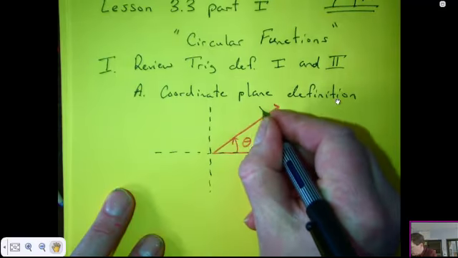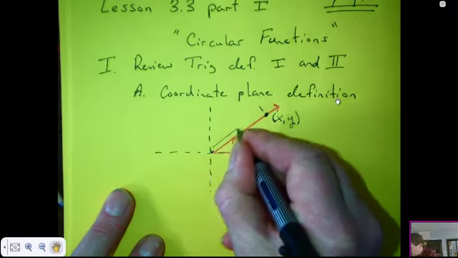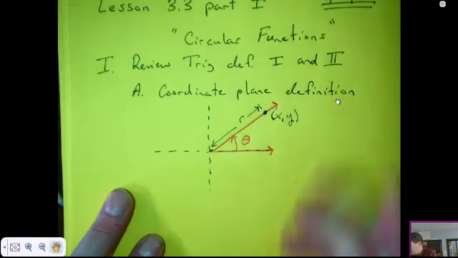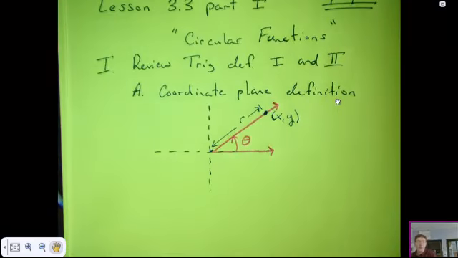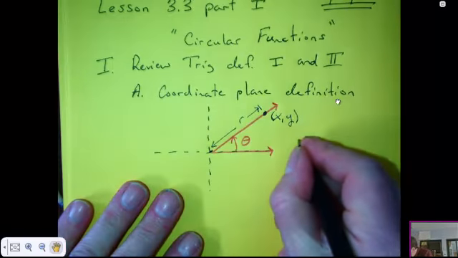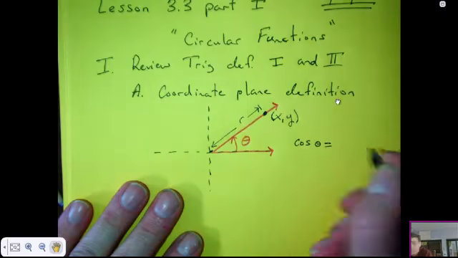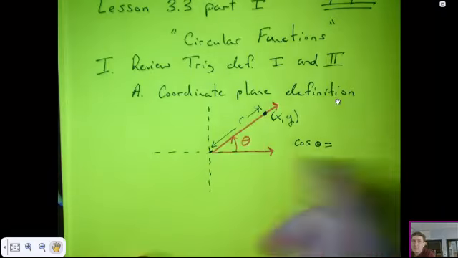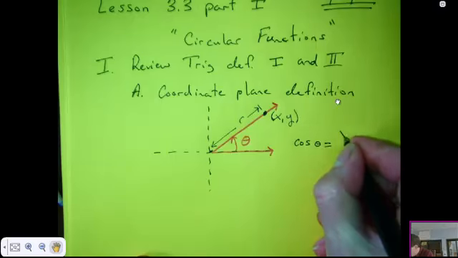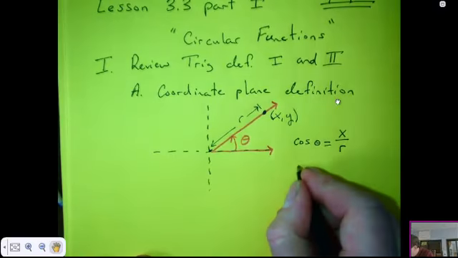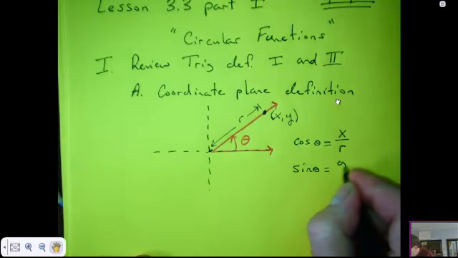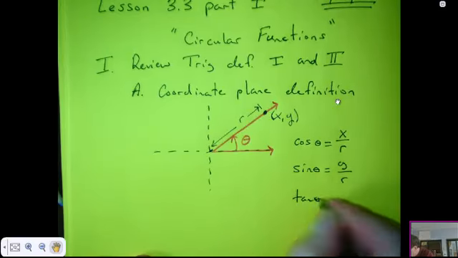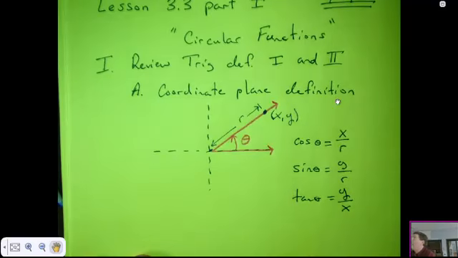The distance from here to here was what? The ray R. We'll call that R, right? And so all of our trig definitions were based on these things. We said that the cosine of theta is x over r. We said that the sine of theta is y over r, and that the tangent was y over x. Right. So that is based on the coordinate plane definition.